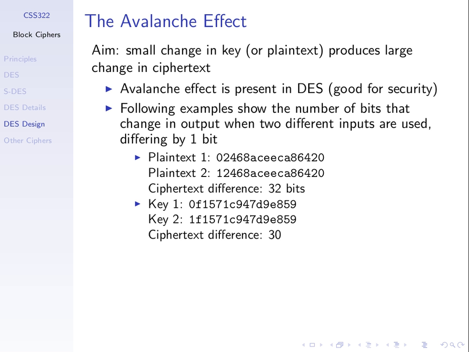Similar, if we don't change the plaintext but change the key. Here's an example. We just have some plaintext on input. We encrypt with one key value, this one, and get some ciphertext. We encrypt the same plaintext with a different key, key 2, which differs from the first key by just 1 bit, and we get some ciphertext. And in this example, the two ciphertext values differ by 30 bits. Again, a single bit change on the input produces a large change on the output. The avalanche effect is present.